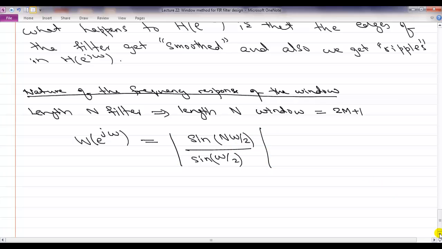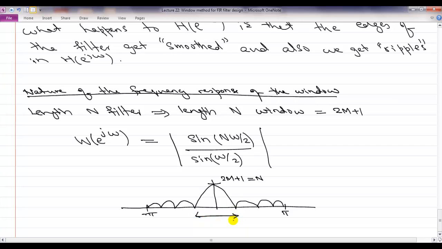If you plot this Fourier transform, what you get is a picture like this, from minus pi to pi. The height of this thing is 2M plus 1, which is capital N. You can obtain that from L'Hopital's rule. The width, where it hits the two zeros, is such that this endpoint is 2 pi over N, and this endpoint is minus 2 pi over N. So this width is often called the main lobe width. Main lobe width is equal to 4 pi over N, or 4 pi over 2M plus 1.